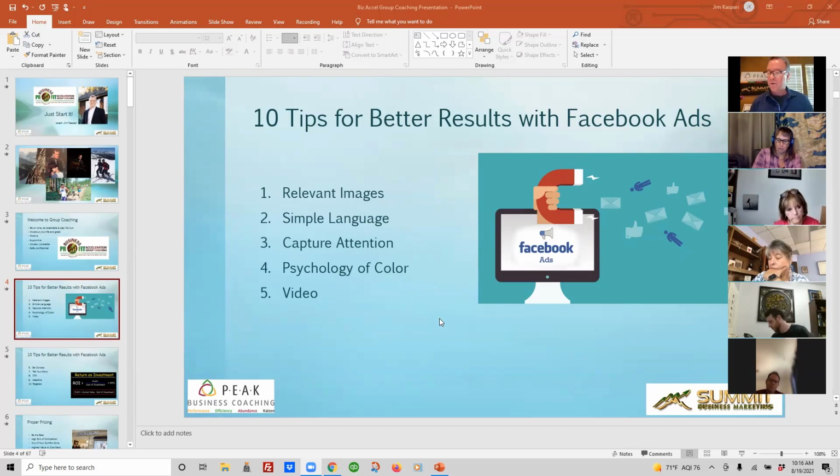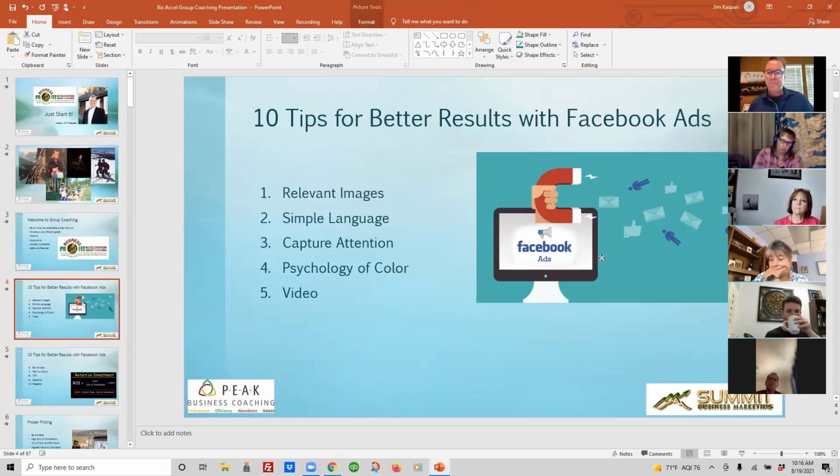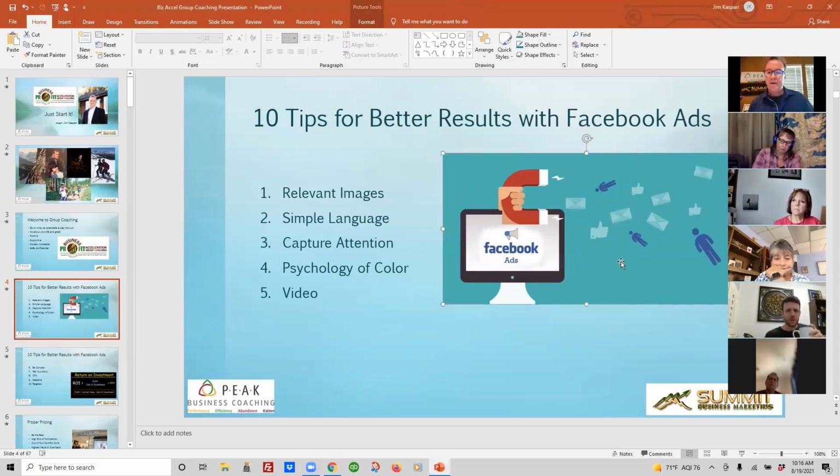I said relevant, high quality images. So the high quality means that it's clear, it's not pixelated. Relevant means you're relating to what the client wants or the problem that you're solving. Now, this image here is clear, it's professional, and it indicates getting leads, getting likes.